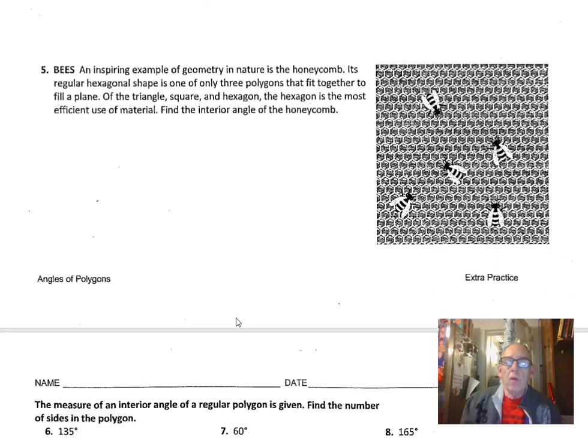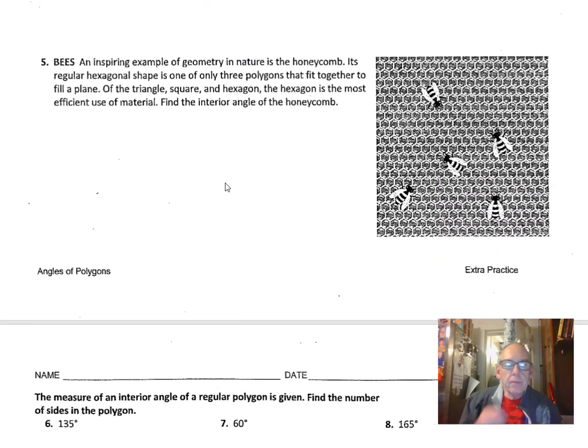So look at our B problem here. It's talking about the honeycomb. Its regular hexagonal shape is one of only 3 polygons that fit together to fill a plane: triangle, square, hexagon. Hexagon's the most efficient use. Find the interior angle of the honeycomb. So they're talking about a regular hexagon.